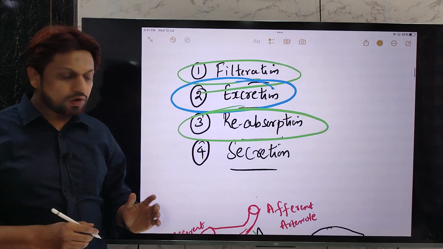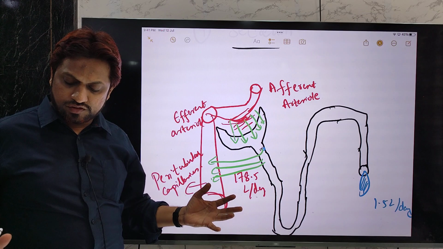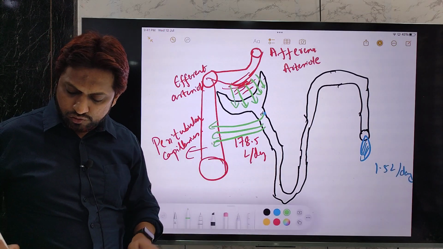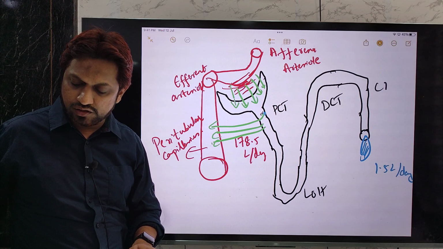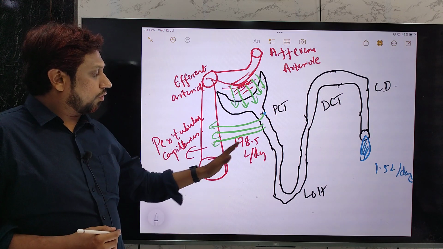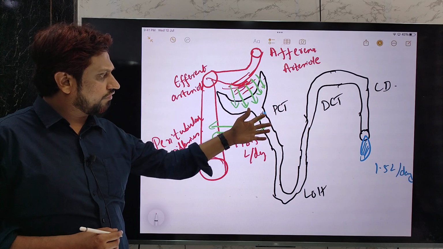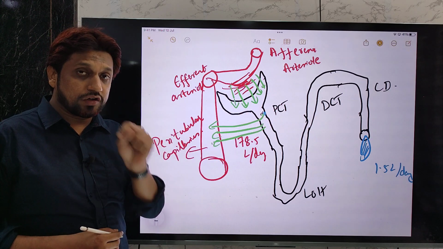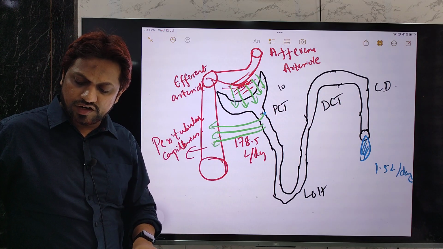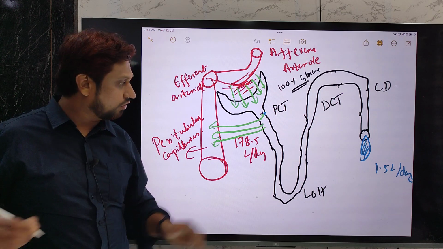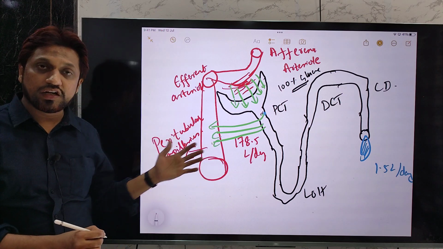So what we have discussed: filtration, excretion, and reabsorption. The maximum amount of these substances is reabsorbed in the proximal convoluted tubule, that is PCT. This is the loop of Henle. Then we have the distal convoluted tubule, then the collecting duct or collecting tubules. For example, sodium: 65% is reabsorbed here. And glucose, which is today's topic: almost 100% of the glucose which is filtered through the glomerular membrane is reabsorbed back into the blood vessels or the interstitial fluid.